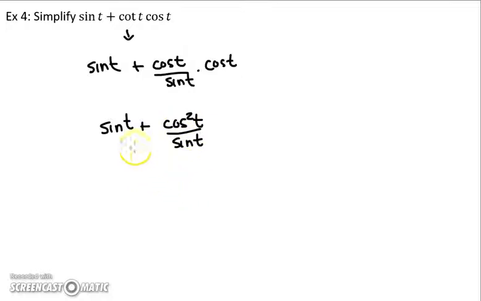But we can go a little bit further, right? This is going to be sine over 1, so we can get a common denominator of sine. So this is going to be the same thing as sine squared of t plus cosine squared of t over sine of t.